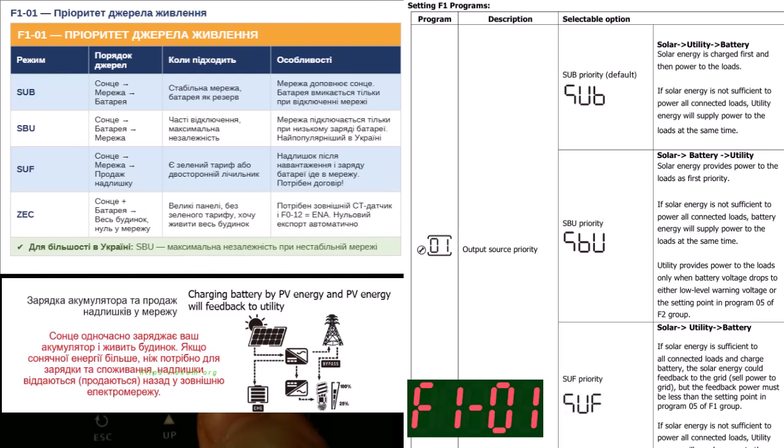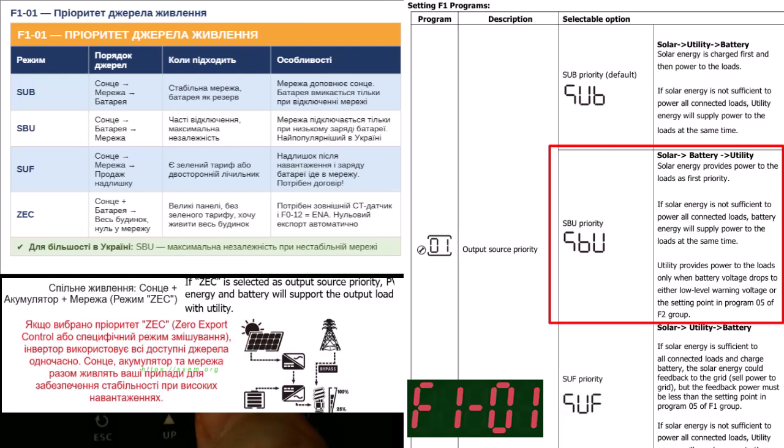Mode 2, SBU. Solar, Battery, Utility. The starting priority is the same, solar. But after that, everything changes: battery comes next, and only then utility. The battery sits ahead of the grid. And that changes everything. Here's how it works in practice.